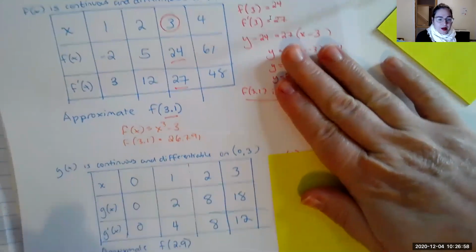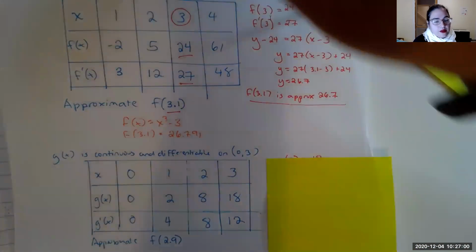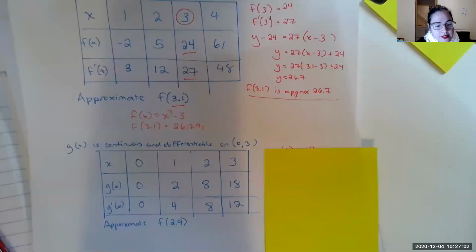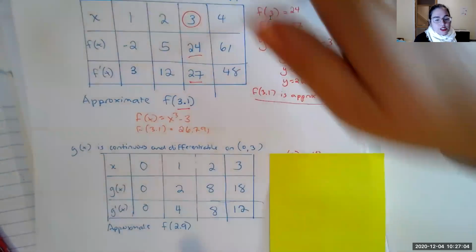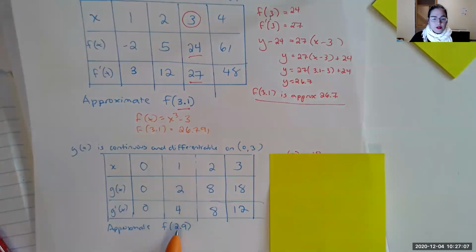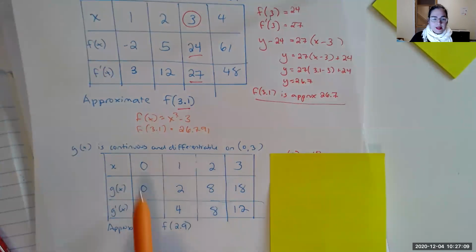Let me go ahead and encourage you, using that example, to try this next example. It's a similar process, just different numbers. I want you to try to approximate f of 2.9 given this function that's continuous and differentiable in the interval that's shown. All right, so go ahead and give that a whirl.